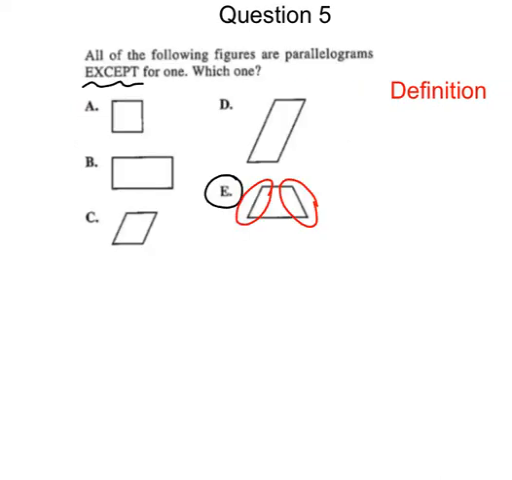Question number 5. We're looking for a definition here, parallelogram, and we're looking for the exception. So A, B, C, and D, all the sides are parallel to the opposite side. E, we can see the 2 sides that I've circled in red are not parallel, therefore this is not a parallelogram, so E is my answer.